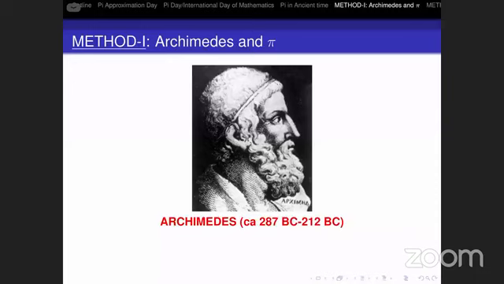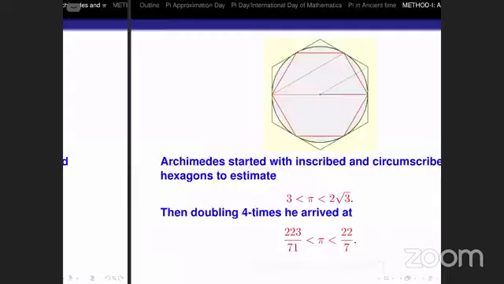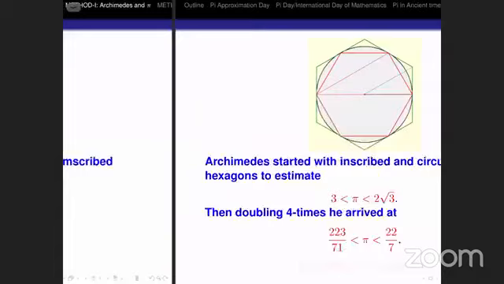Now, there are many other calculations of the value of pi by other mathematicians, in Chinese, Greek, etc. But the first mathematical method was given by Archimedes. And what is his method? His method was that he took a circle of diameter.